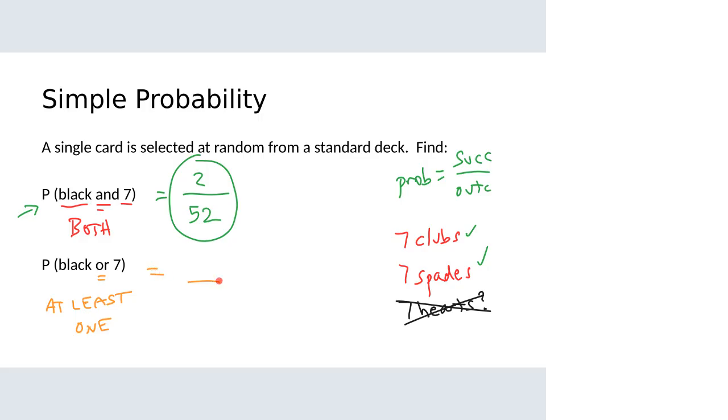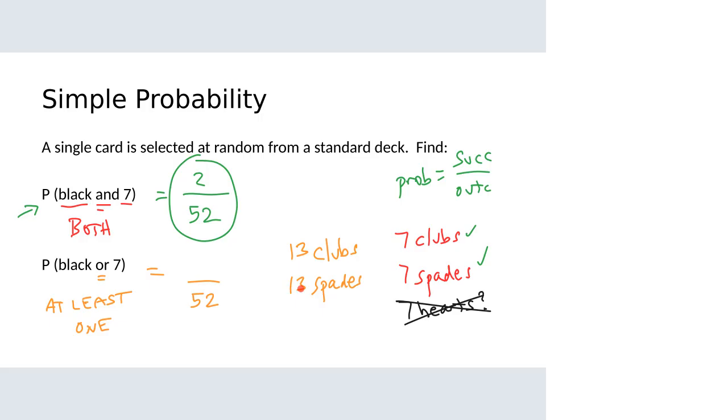Now, we're still going to have 52 outcomes. But in order to find our successes, if a card is black, we count it. If a card is a 7, we count it. So first thing we can do is we can count all the clubs, and there are 13 of those. And we can count all of the spades, and there are 13 of those.